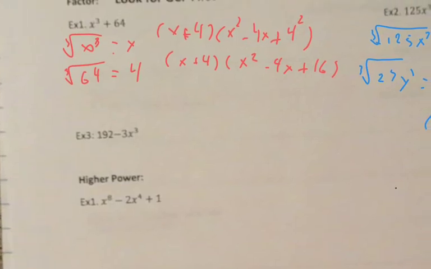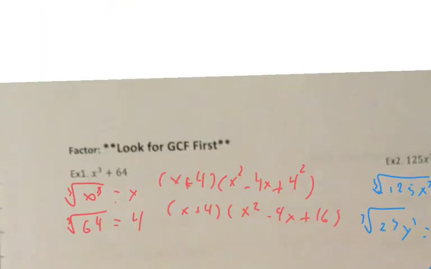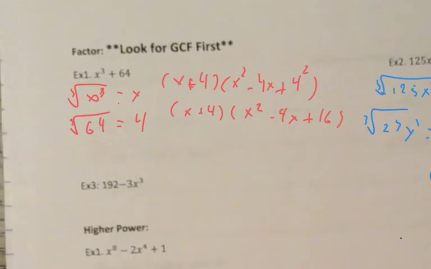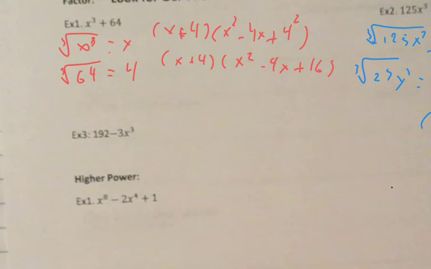So again, we have a difference, but notice we always look for the GCF first, right? Look for the GCF first. Look for the GCF first, so we notice we can take out a GCF here, and that is 3. So we take out a 3, and we're left with 64 minus x cubed.